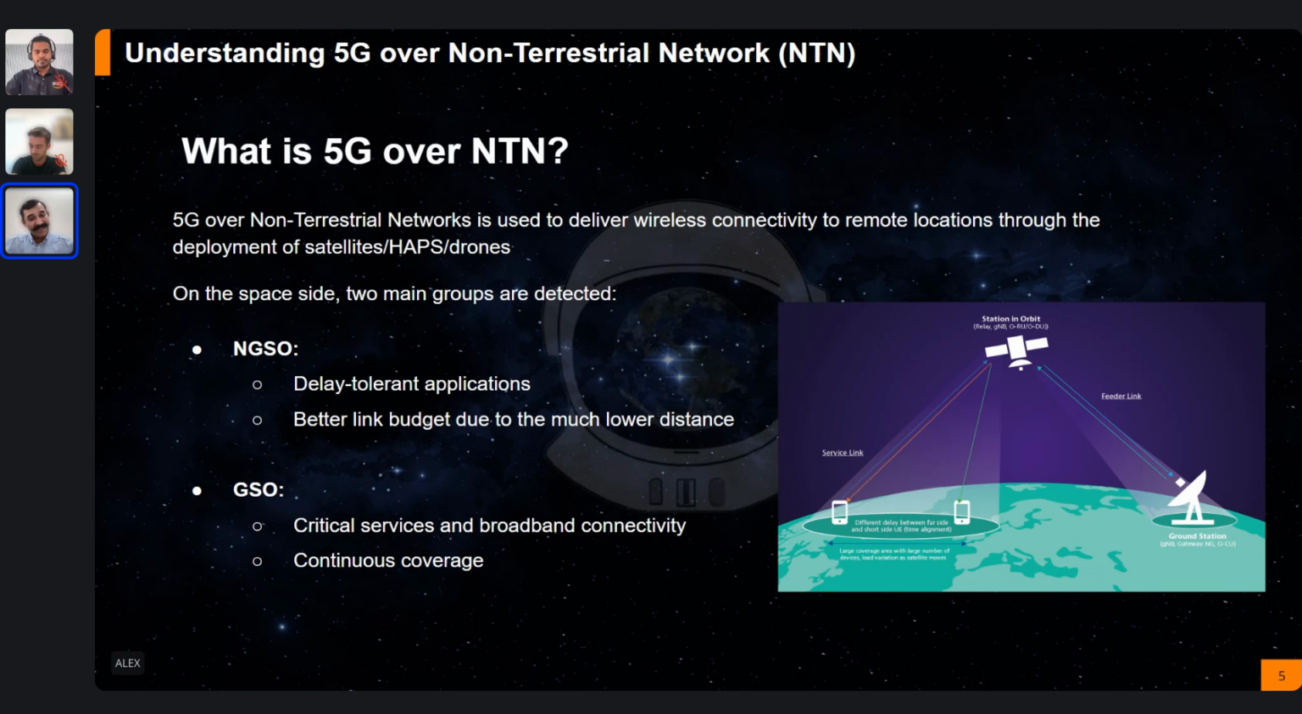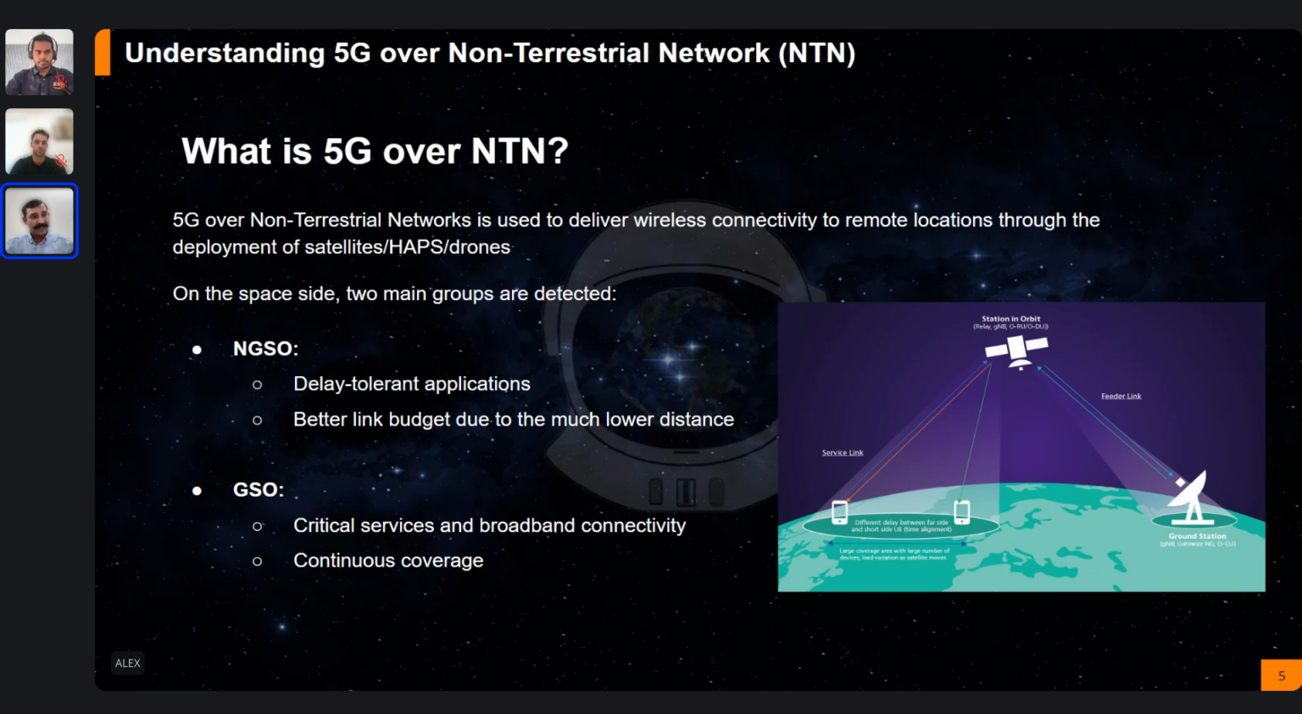So from the space side, we can say that the segregation can be done into two major groups: the NGSO and the GSO. NGSO, we are talking about the non-geostationary satellite orbits. We have LEO, MEO, and HAPS in this category. We can say that these are mostly covering the delay tolerant applications. They have the better link budget due to the much lower distances.